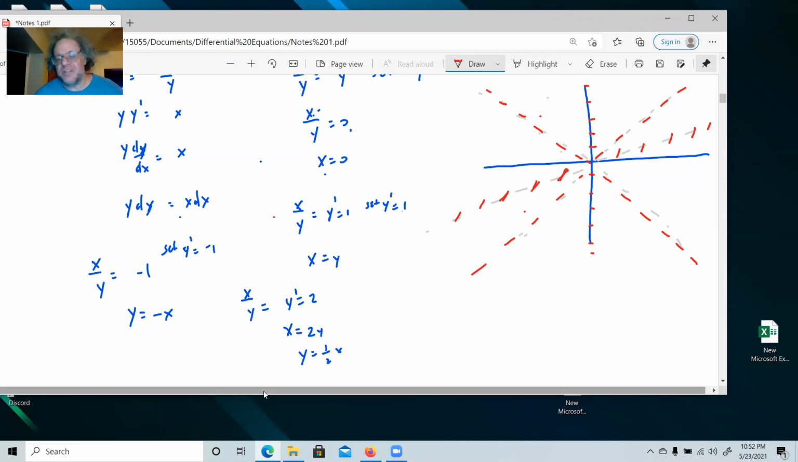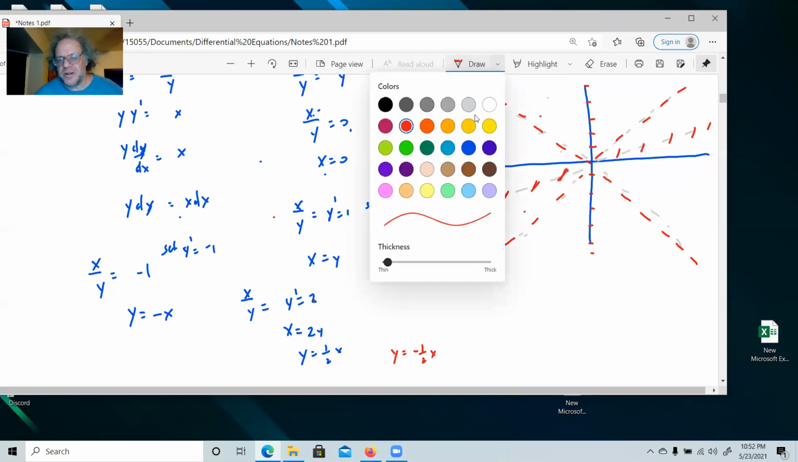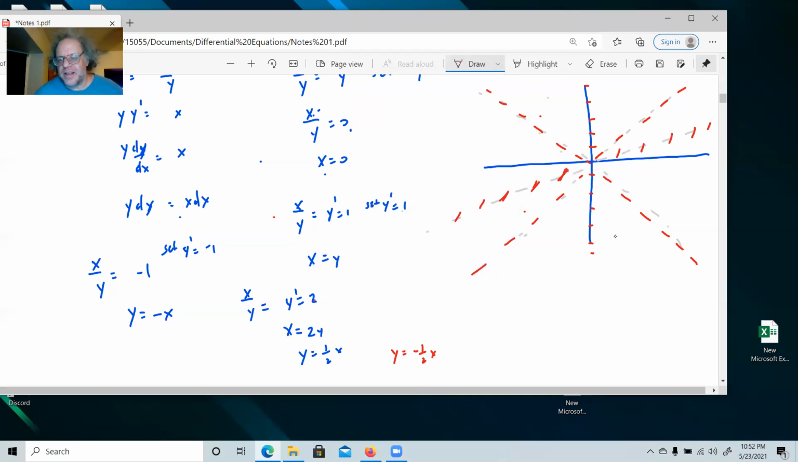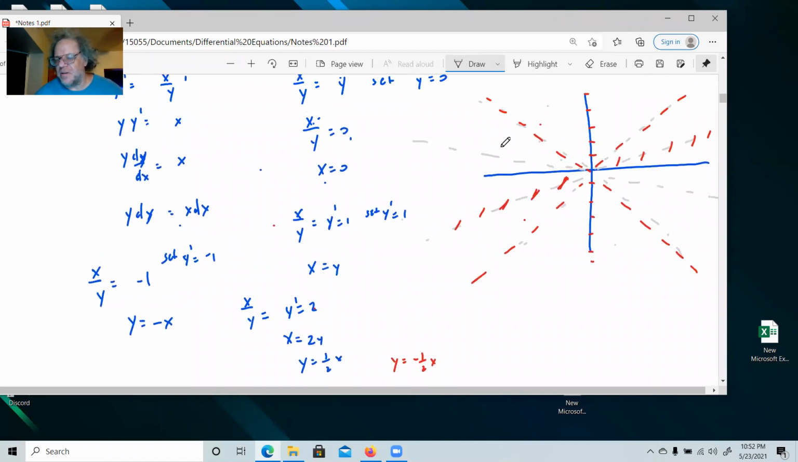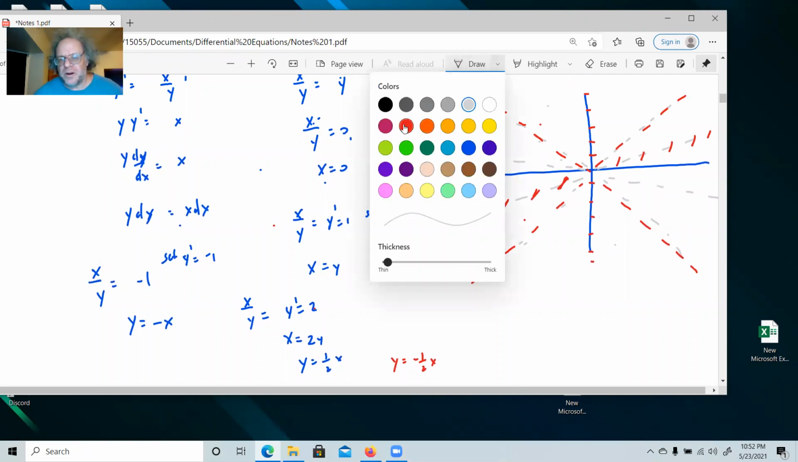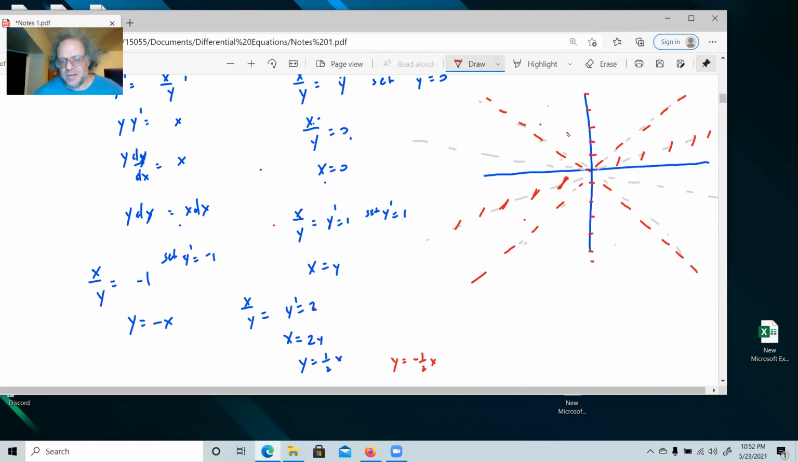Then the same thing with -1. If we change this guy here to a -2, then we're going to have y is equal to -half x. So we can go through and do that. I'm trying to do something like that. That's y is equal to -1/2 x as a line. That's my isocline. And then we're going to draw in the slopes, and we've got negative values here.